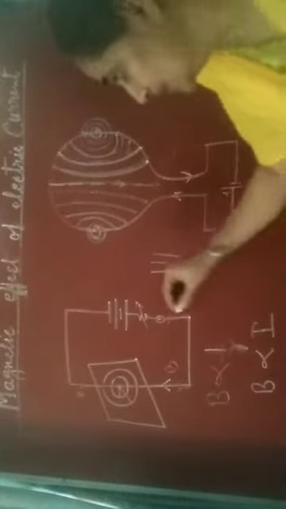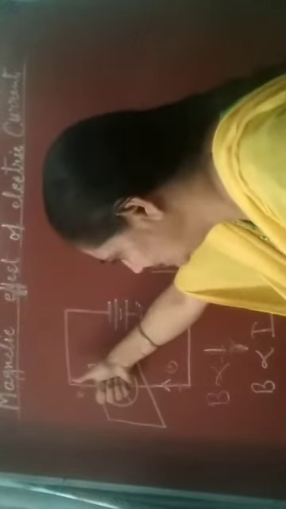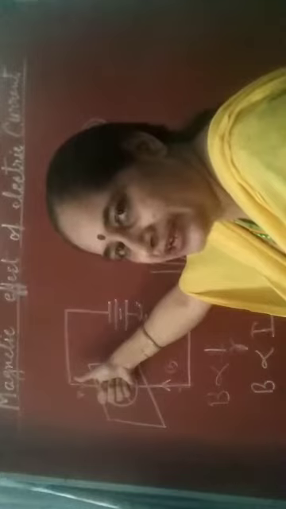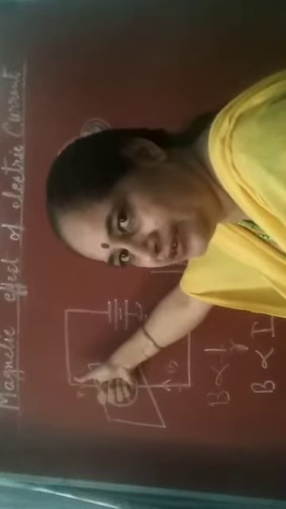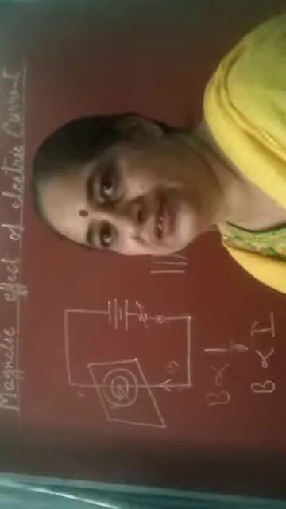I repeat, if the thumb shows the direction of the current, then the curl of the fingers will show the direction of the magnetic field. Here you see, in this diagram, the current is flowing in the upward direction. So you place your thumb here. The direction of the thumb shows the current and the curl of the fingers will show the direction of the magnetic field. The direction of the magnetic field can be shown by arrow lines.